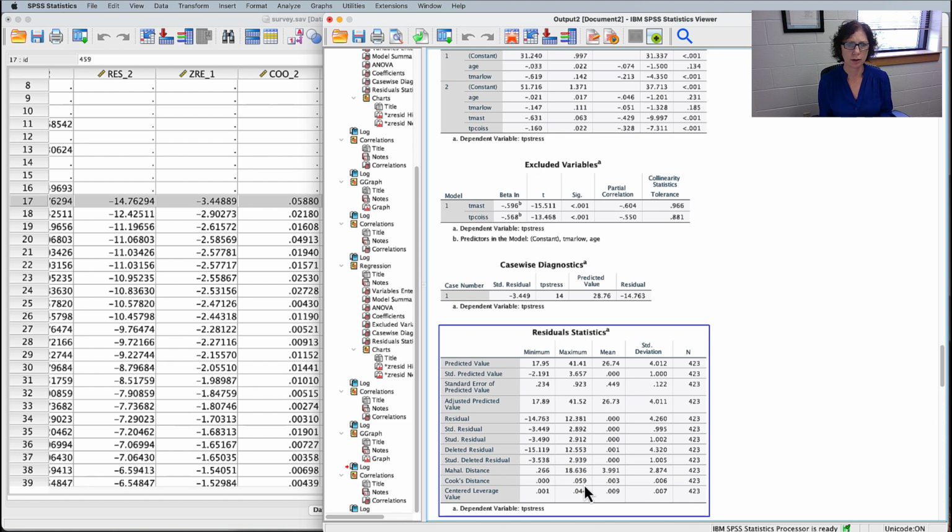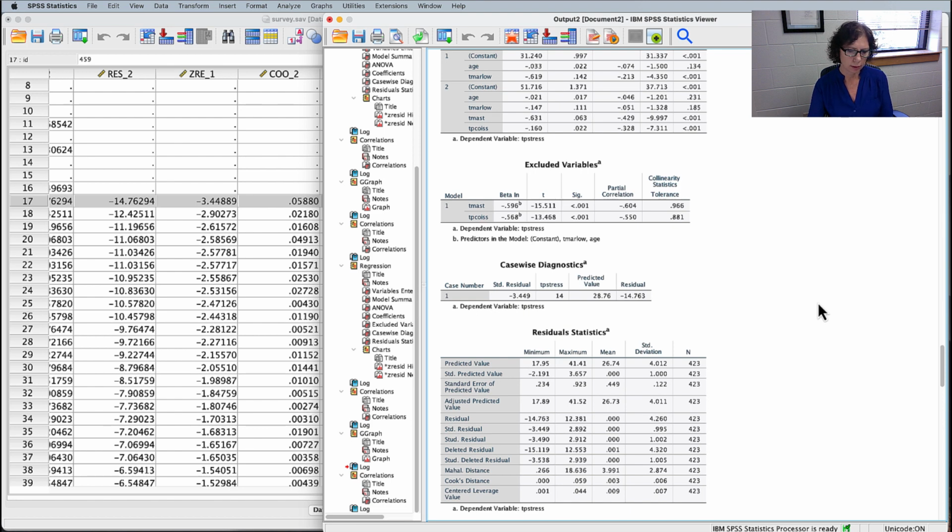Or you could say it the other way. Hey, we identified a potential outlier due to the standardized residual being more than 3 standard deviations. However, with the Cook's distance less than 0.1, we're not considering it an outlier. Either way, just give your reader the information. They can decide for themselves if that one participant was an outlier or not. Okay?